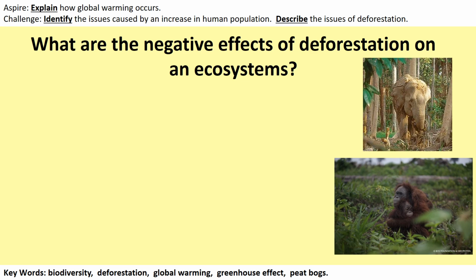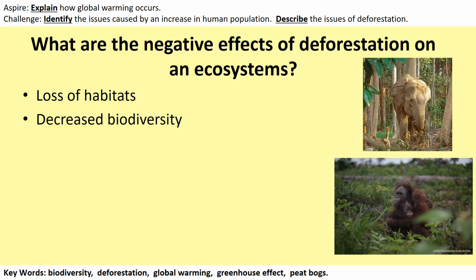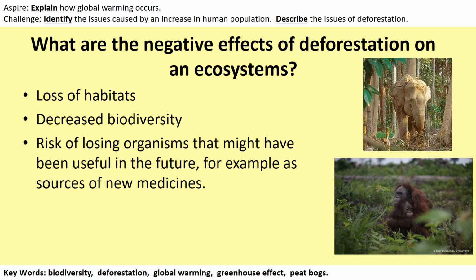So on the ecosystem, so this isn't on the atmosphere, but also the negative effects on the ecosystem. So we get loss of habitats, obviously lots of birds use their nests, but also there's elephants and gorillas and orangutans and things like that that live in these forests that are being cut down. We get less biodiversity. I know you've done that in a previous lesson, but it's like there are less different types of living things.